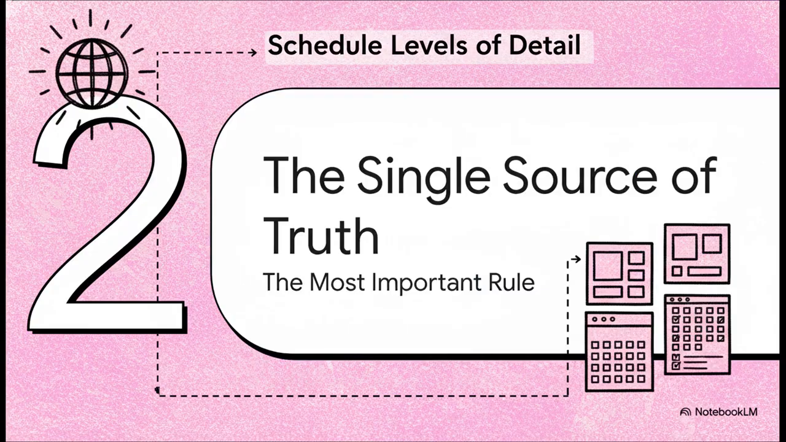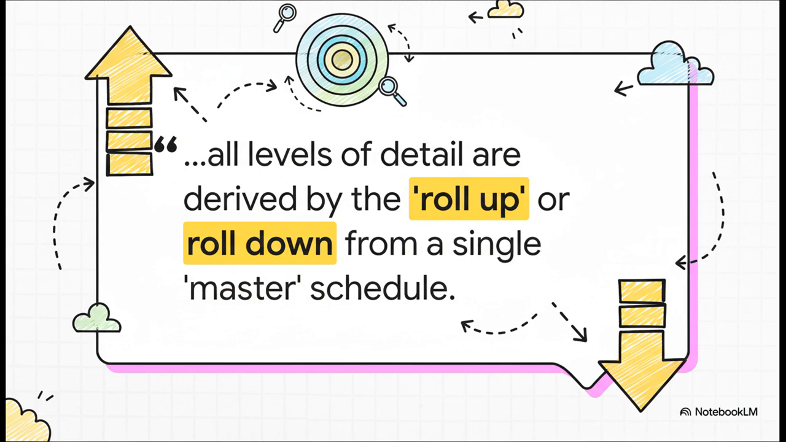So you've got all these different views for different people. Level 1 for the executive, level 3 for the project manager, level 5 for the foreman. It seems like they're all working off of different plans, right? But for this entire system to actually work, and to avoid the very chaos it's supposed to prevent, there is one single, absolutely non-negotiable golden rule. These are not separate schedules. As AACE International puts it, all these different levels have to be derived from a single master schedule. The high-level views are just a roll-up, a summary of the details, and the detailed views are just a roll-down from that summary. It's all one interconnected system.